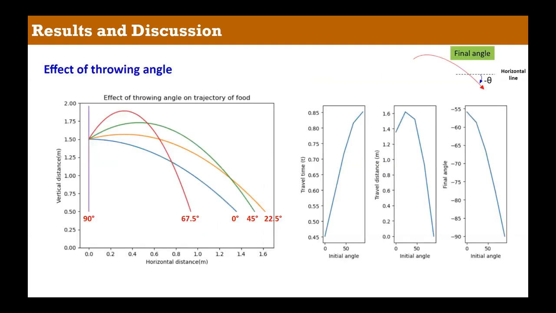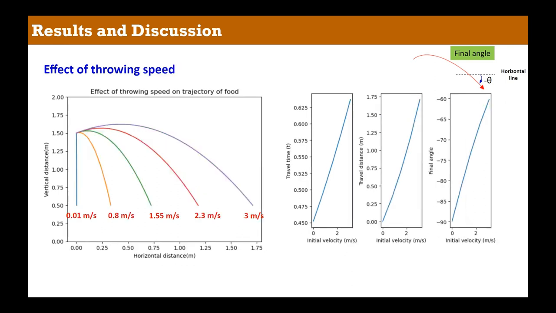The angle at which the food sample was thrown factored into the travel time, the distance traveled, and the final angle. On the left side, we graph the effect of throwing angle on the trajectory of the food sample. Here, the y-axis shows the height at which the food sample was thrown, which is constant in this graph at 1.5 meters. The x-axis represents the horizontal distance the food travels from the owner. The travel time on the right increases as the initial angle increases. However, the maximum travel distance occurs at 22.5 degrees and decreases until it reaches zero when the initial angle is 90 degrees. The final angle at which the food reaches its destination decreases as the initial angle increases.